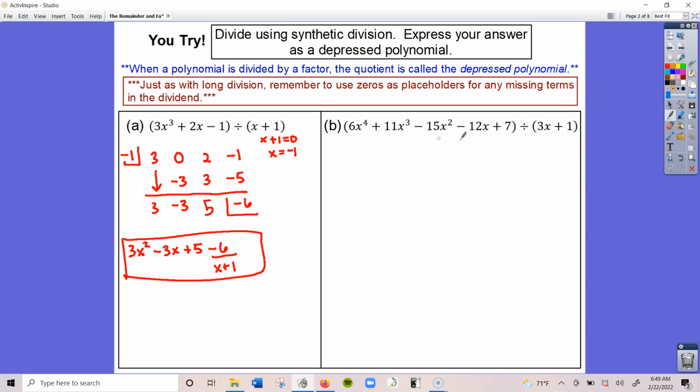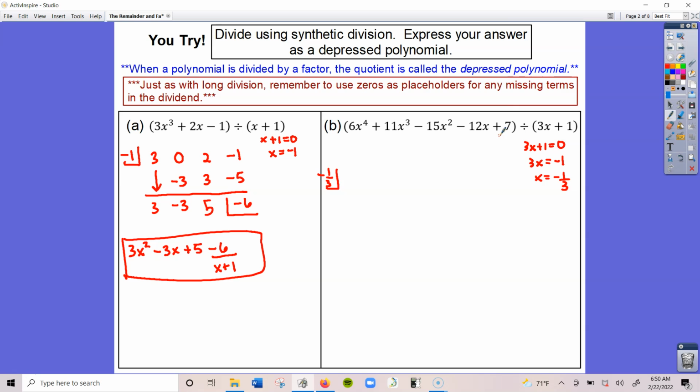Let's try one more. Here we have 6x to the fourth plus 11x to the third minus 15x squared minus 12x plus 7 divided by 3x plus 1. So first I'm going to figure out what's going to go in the box, making 3x plus 1 equal to 0. Subtract the 1, we get 3x is equal to negative 1. And then divide by 3, x is equal to negative 1 over 3. So that's what's going to go in the box here.